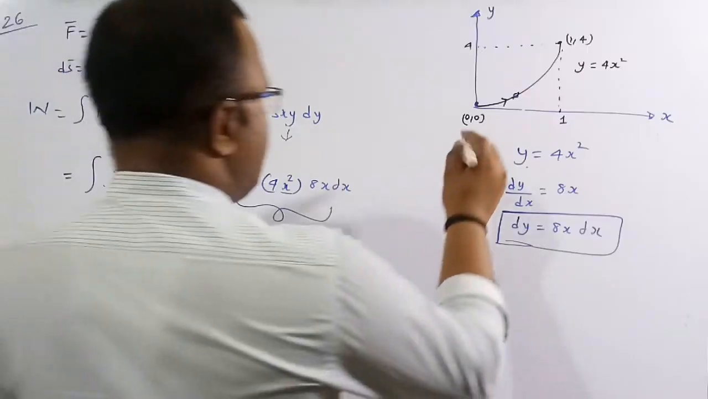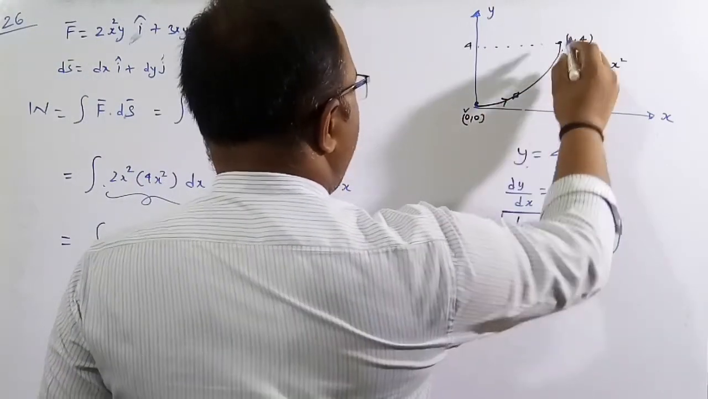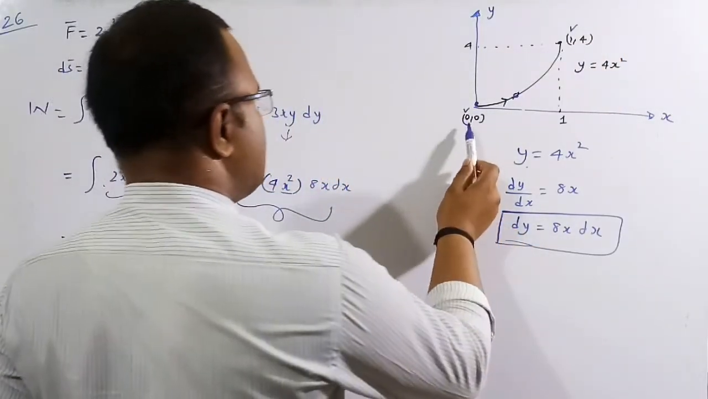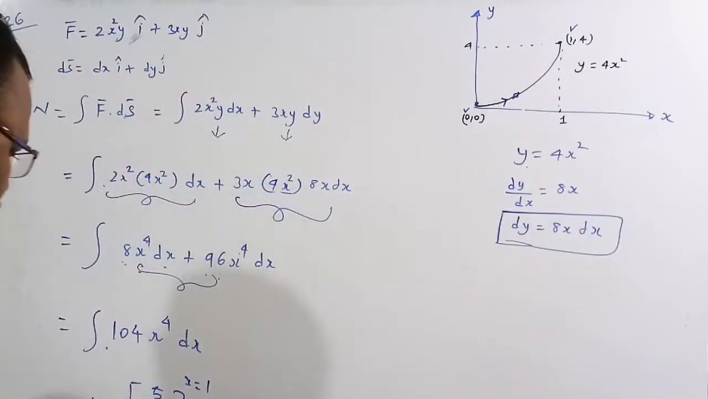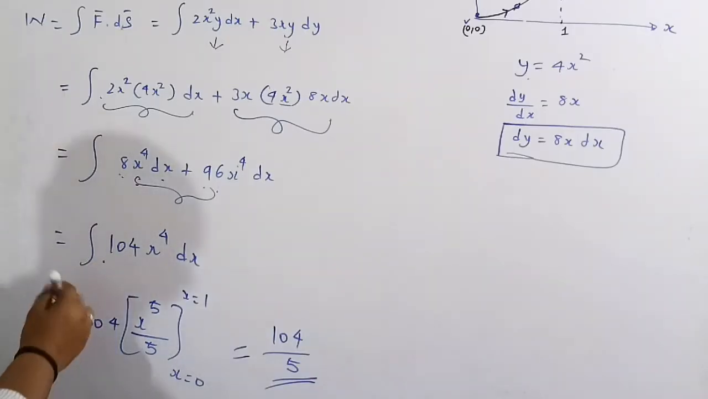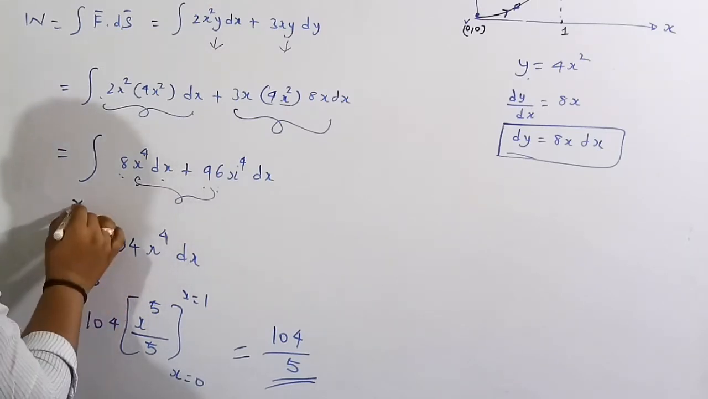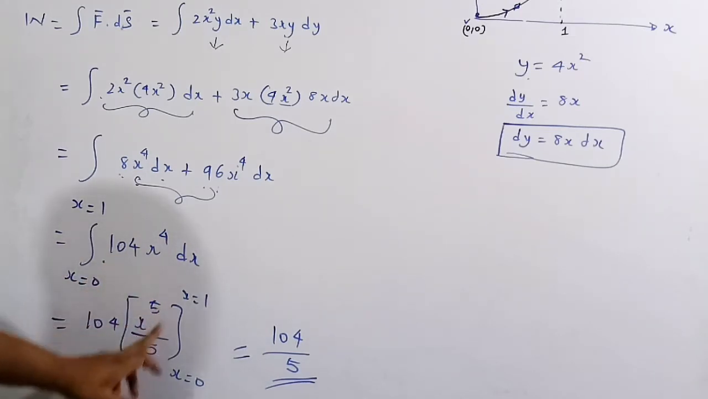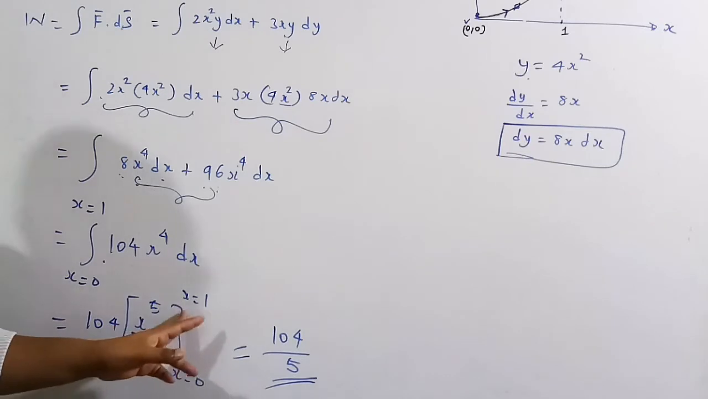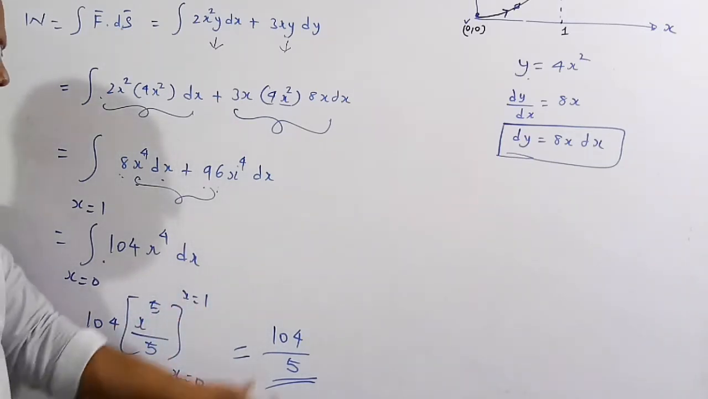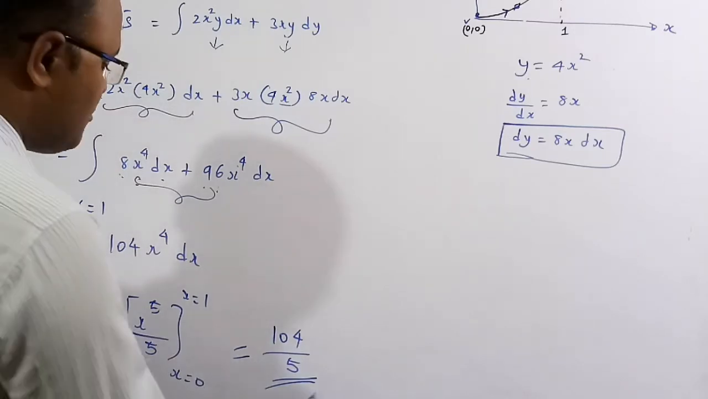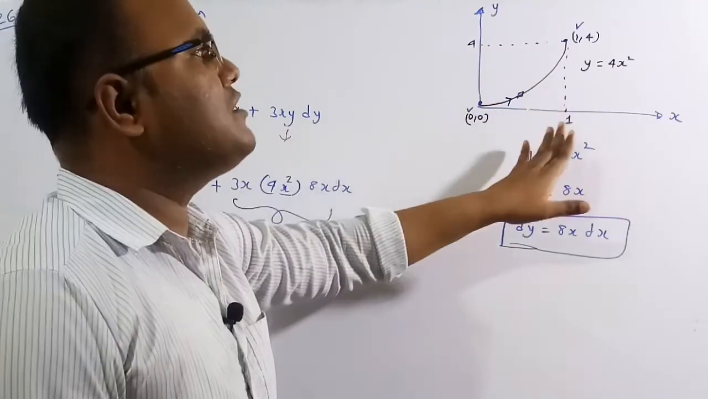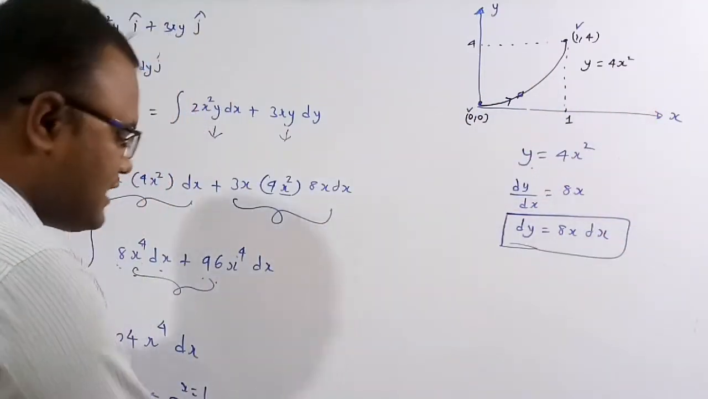If you see carefully here, the initial x is 0 and the final x is 1. I am going to take only the x coordinate. So the initial x coordinate is 0 and the final x coordinate is 1. So the integration of 104x⁴ is 104 times x⁵ by 5, with the lower limit x equal to 0 and the upper limit x equal to 1. After solving this, we are going to get 104 by 5. This much amount of work is to be done if you want to transfer the particle from (0, 0) to (1, 4) along the path y is equal to 4x². And this is the correct solution of this question.